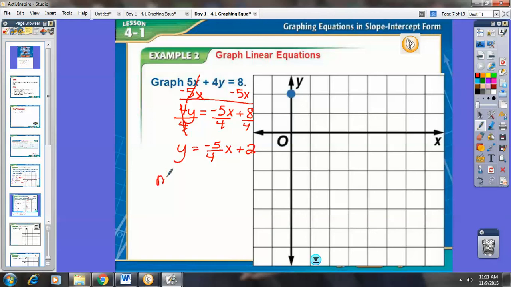So what is the slope of this equation? Negative 5 over 4. What is the b, the y-intercept? 2. Okay, now that our equation's in slope-intercept form, we know our slope, we know our y-intercept, we can graph this equation. So let's put a dot at 2 on our y-axis.